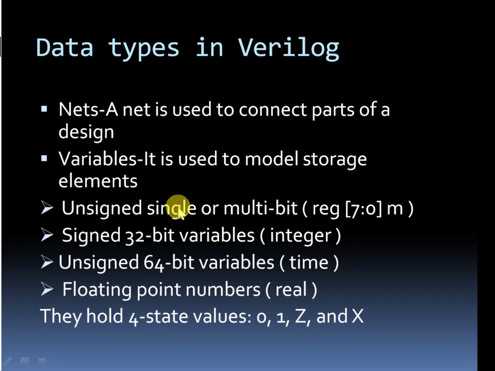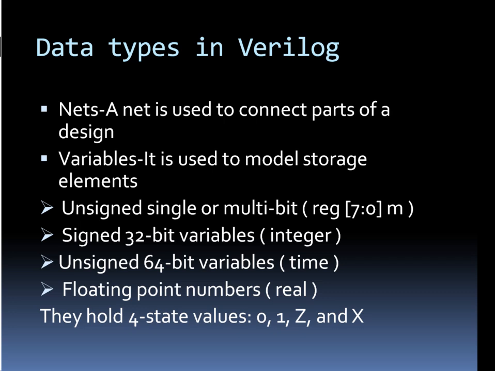Next, we will move to the integer data type. We already know it is 32-bit. It stores signed values. The default value of integer is x. And integers are generally used for declaring loop variables. For example, we use the keyword integer, then we declare the variable names. Next, we have the time data type in Verilog. Time is used to store simulation time. It is 64 bits and unsigned.